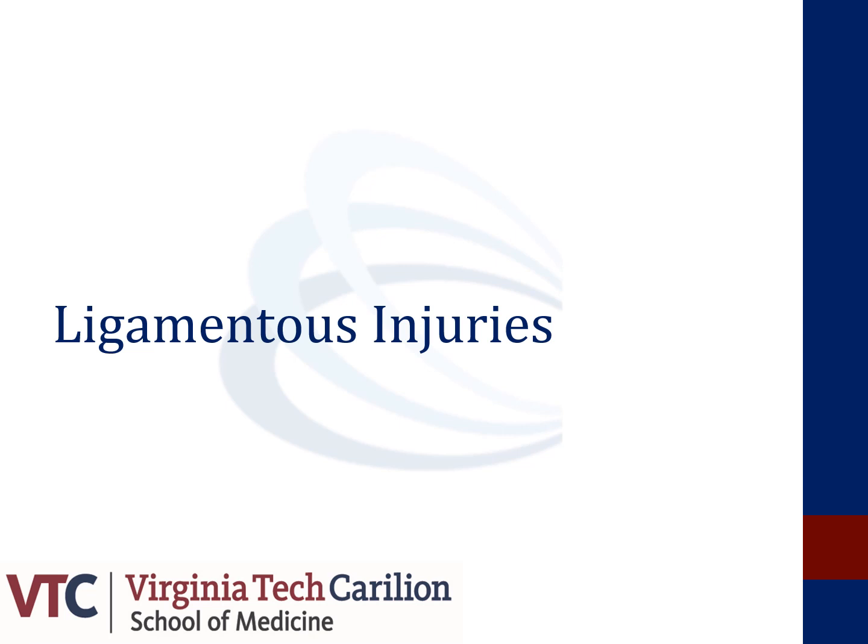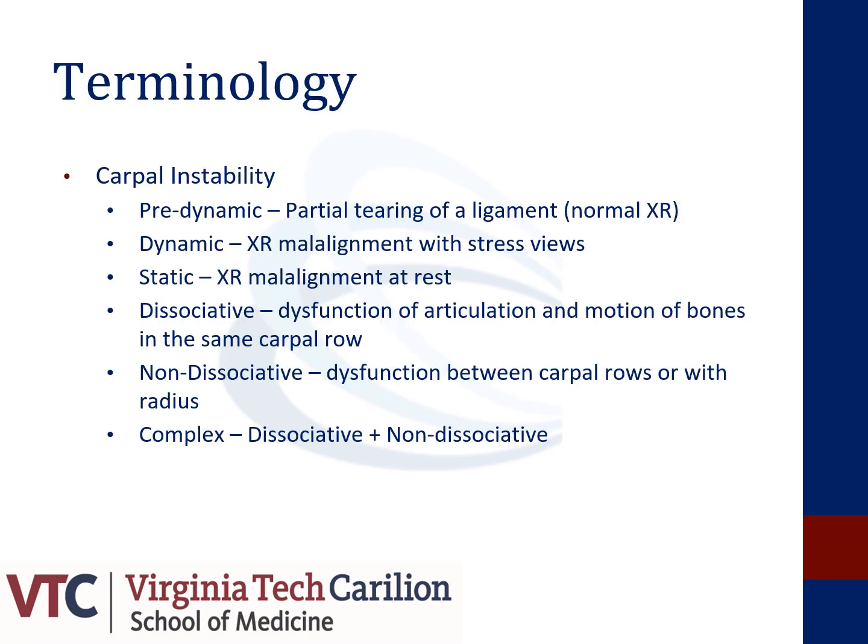Now on to ligamentous injuries. This will circle back to some of the topics brought up in our anatomy discussion. When talking about carpal instability, it is important to have an understanding of the terminology utilized. Pre-dynamic means partial tearing of the ligament, but the x-ray is normal. Dynamic means that you can have x-ray malalignment with stress. Static means that there is x-ray malalignment even at rest.